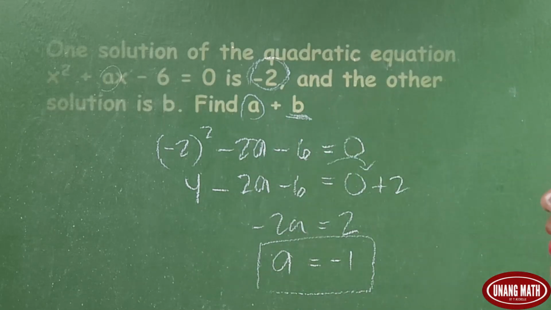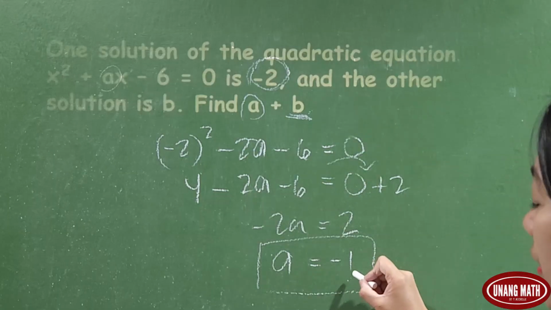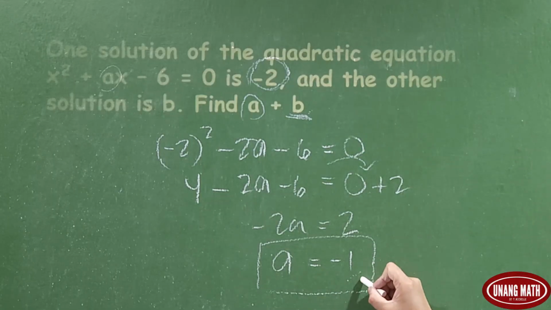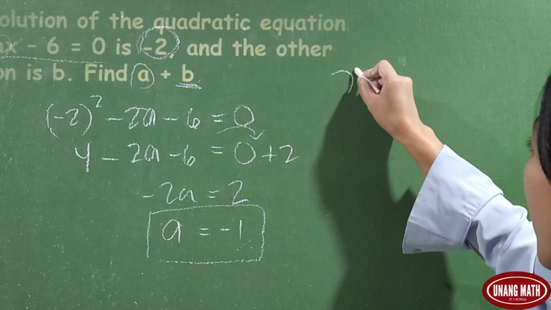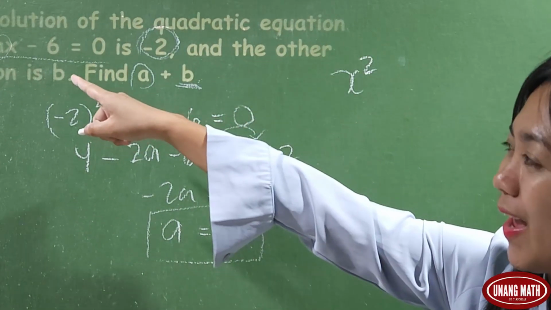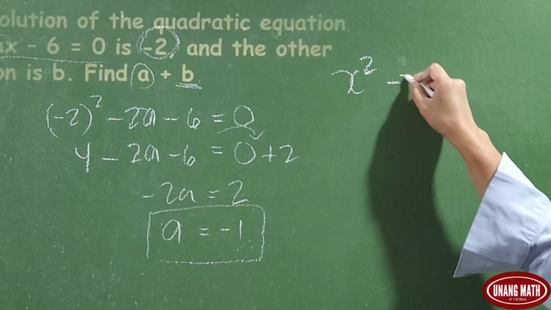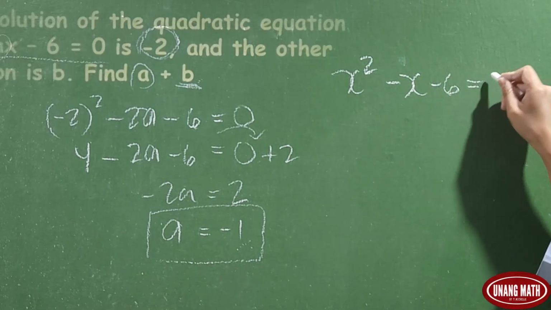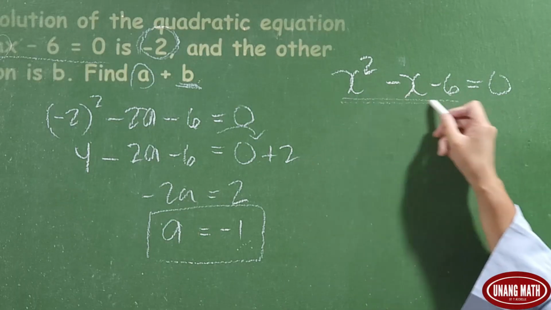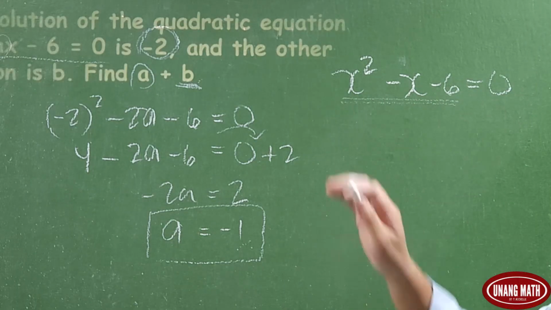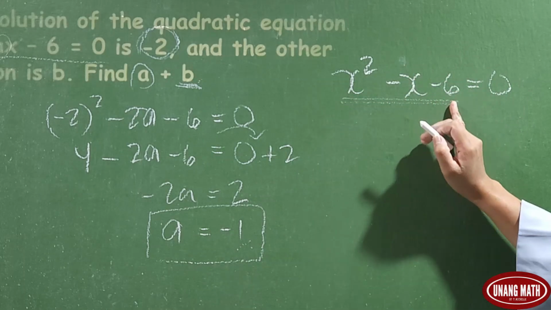It's time to find what is the value of b. And to find the value of b, since this is the value of a, let's substitute it in this equation. So now we have x squared, a is negative 1, so this is negative x minus 6. And this is 0. So in here, we are going to use factoring. Factor out this trinomial.